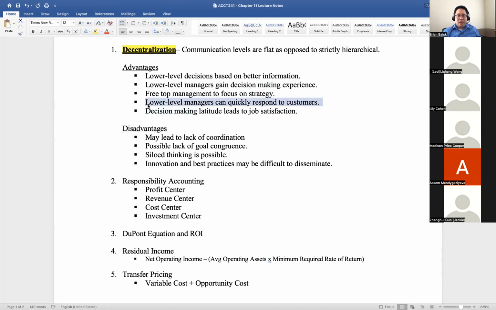Look at this next one here. If lower level managers are allowed to make decisions and offer refunds or give customer credit on something, if they're not happy with their purchase, then you can more quickly respond to the market and particularly to customers. And finally, if you allow people to make decisions, then they tend to feel like they're more trusted, and that tends to lead to better job satisfaction.